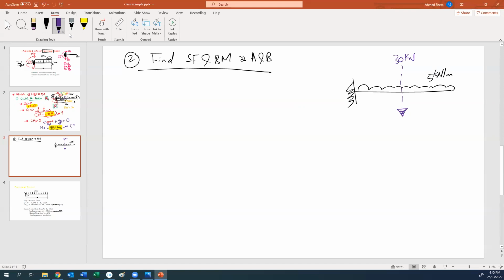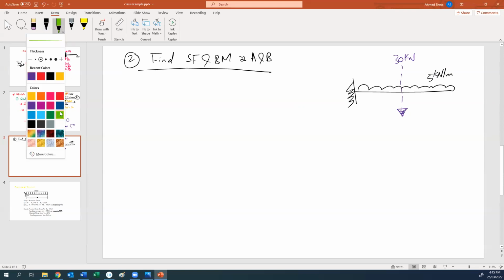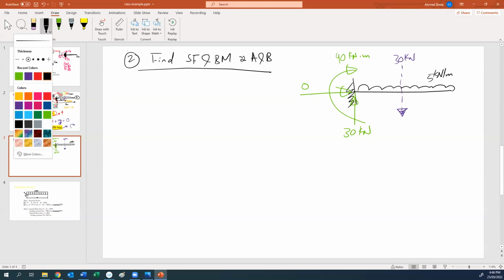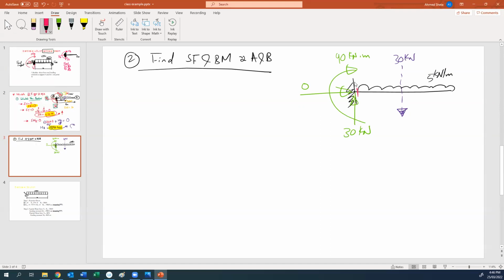meter. And we have calculated the reactions: 90 kilonewton meter, 0 and 30 kilonewton. And now we need to put the sections. We have section A here, and section B here.